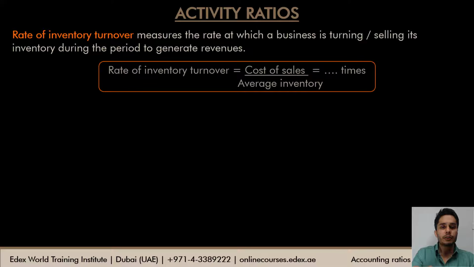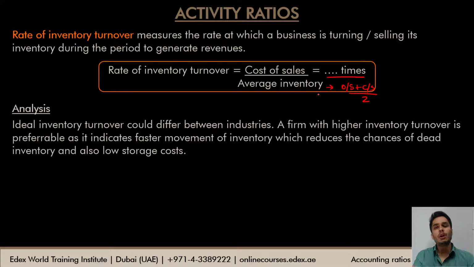The formula for rate of inventory turnover would be cost of sales upon average inventory. Cost of sales was obviously opening stock plus purchases minus closing stock, adjusted for any purchase returns. And average inventory is opening inventory plus closing stock divided by 2. Now this ratio is measured in times, how many times the business is turning its inventory. There is no ideal inventory turnover ratio because this ratio would differ from industry to industry.